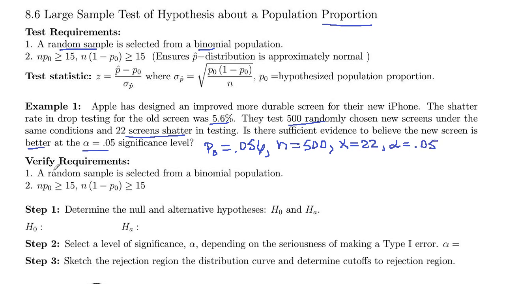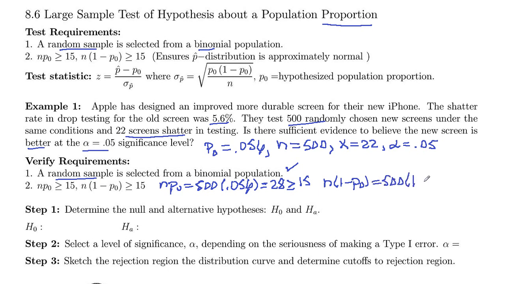So first we do our requirements for the test. Random sample, and this was randomly chosen, so that's all set. n times p0, so our p0 is 0.056, so n p0 is going to be 500 times 0.056, and if you compute that on the calculator, you will get 28, and that is greater than or equal to 15. And then n times 1 minus p0, so 500 times 1 minus 0.056 gives us 472, and that is greater than or equal to 15. So this one also checks out.